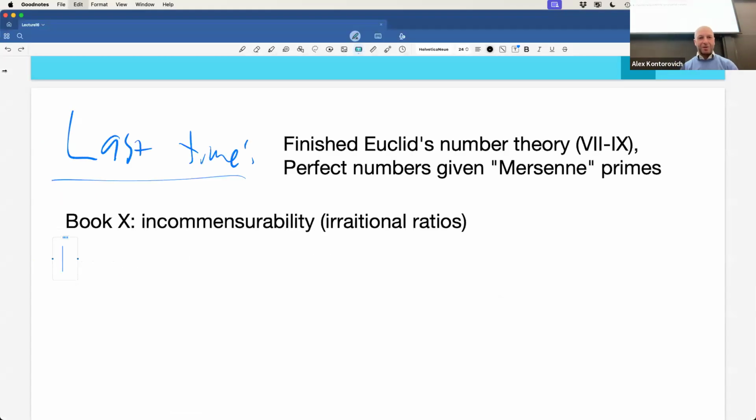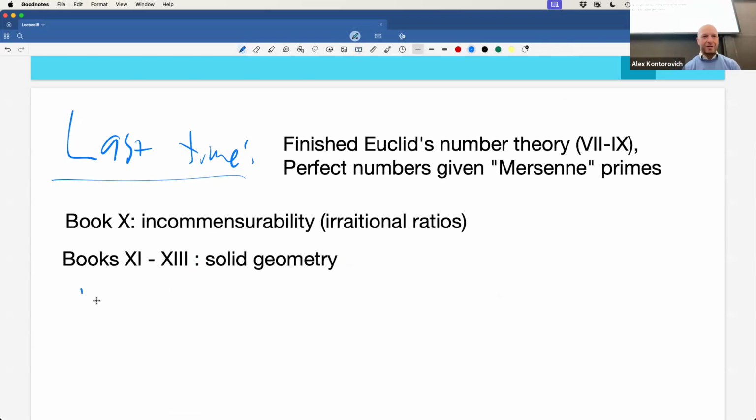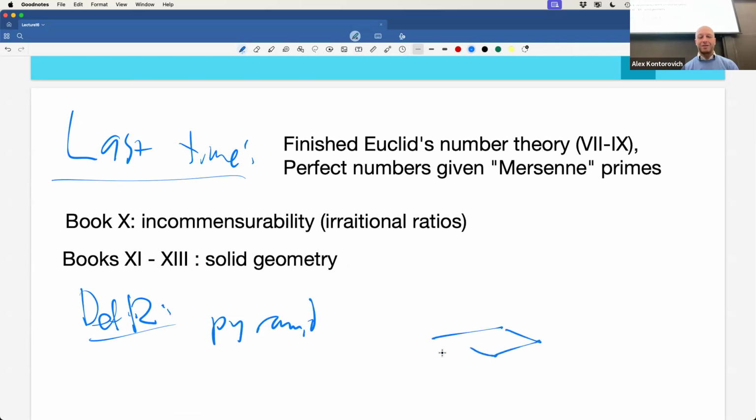Definition 12. Let me write down a couple of these things. Definition 12, pyramid. A pyramid is you have any shape you want over here, and then you have an apex, and then you just, that's a solid that we'll want to think about, right? Pyramid, the great pyramids in Giza.